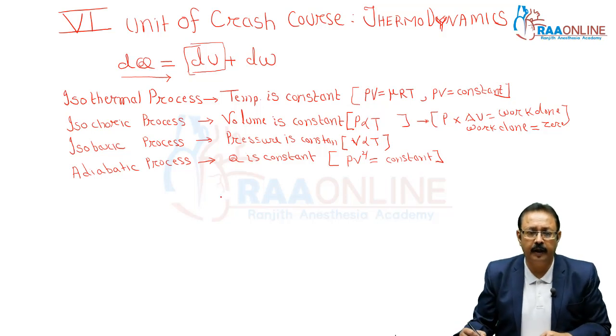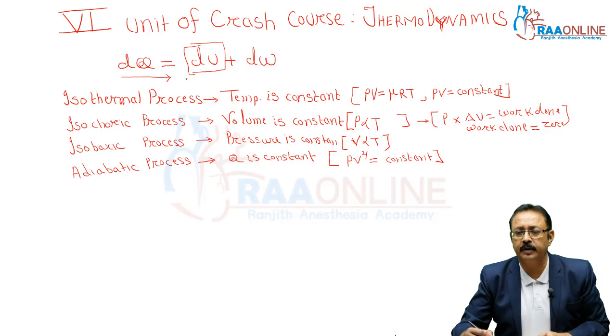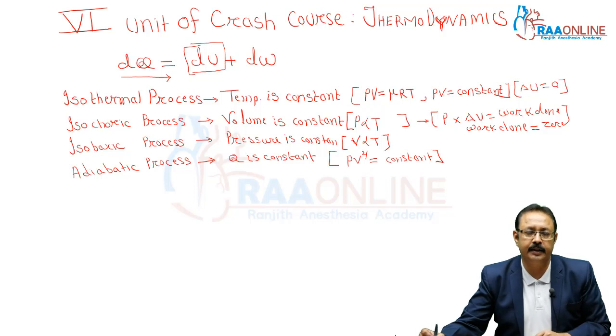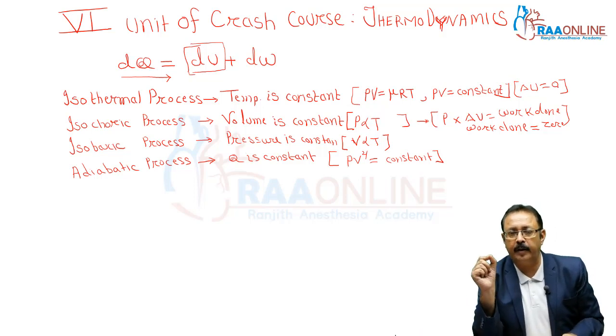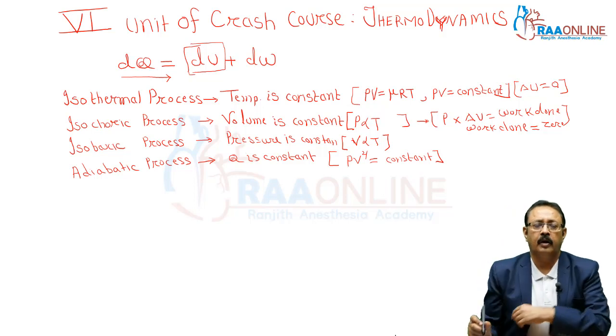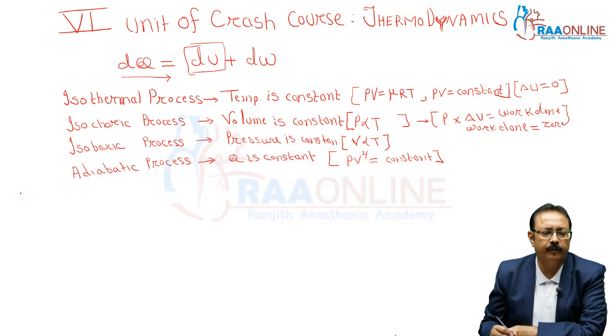And one more thing, in the isothermal process, since temperature is constant, in this type of process the change in internal energy is zero, because internal energy is always a function of temperature. If you increase the temperature, only then will its internal energy increase. Now, we will try to calculate work done in the isothermal process.